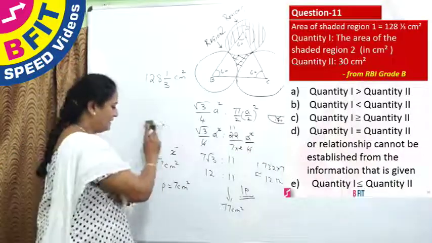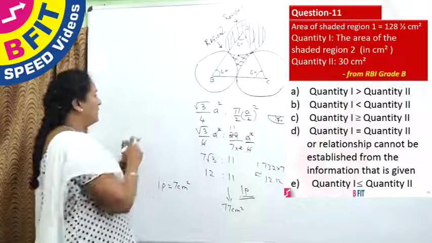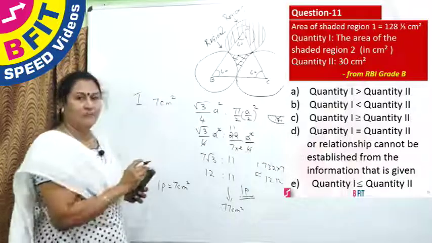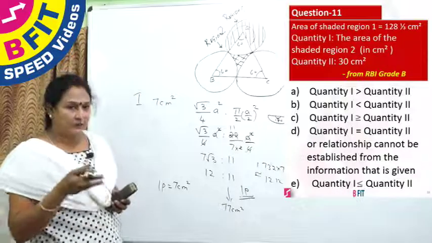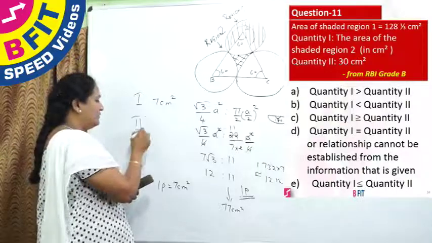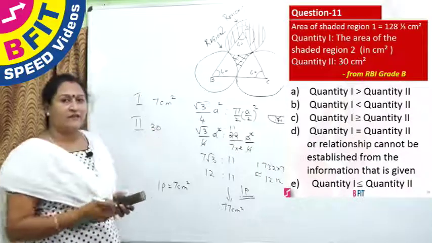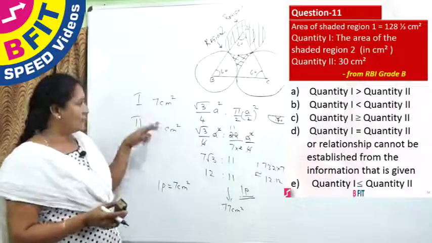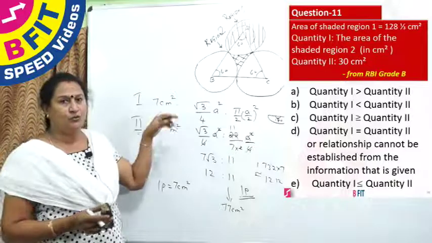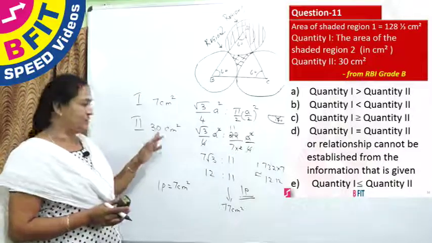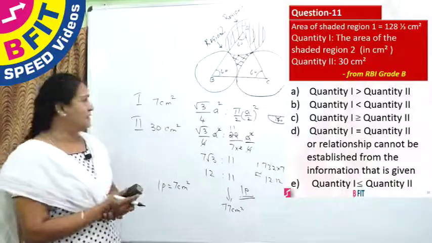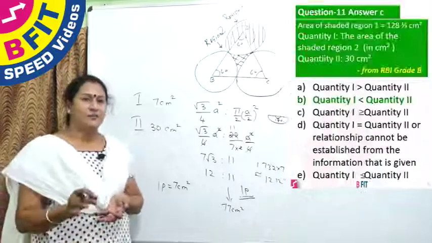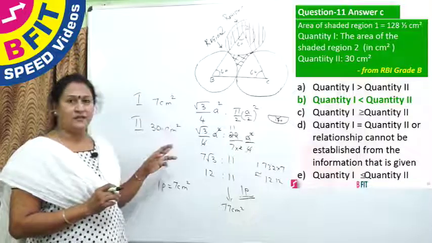So now quantity 1 we have got as 7 centimeter square, and this has to be compared with quantity 2, which is the absolute value they have given us, 30 centimeter square. According to our working, quantity 1, that is region 2, is smaller than quantity 2, which they have given as 30 centimeter square. So quantity 1 is less than quantity 2. Now the answer is option B, quantity 1 is less than quantity 2.